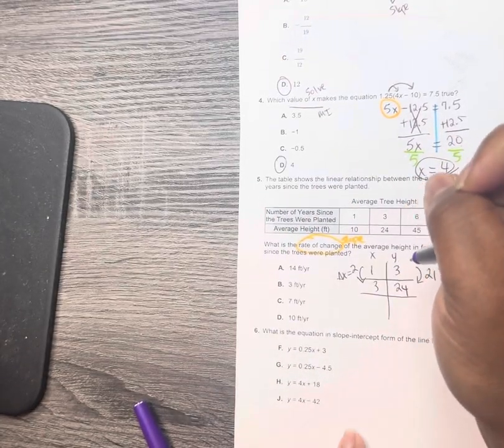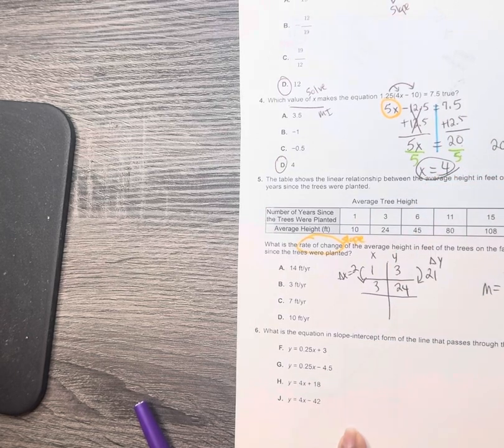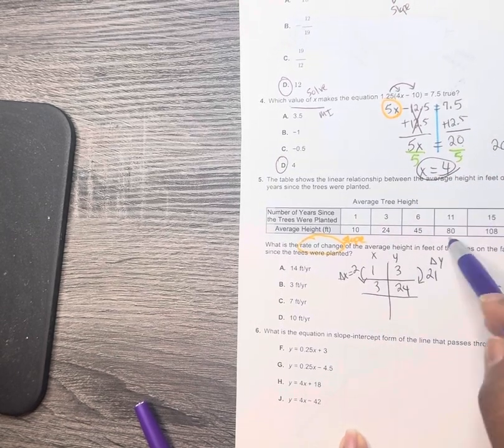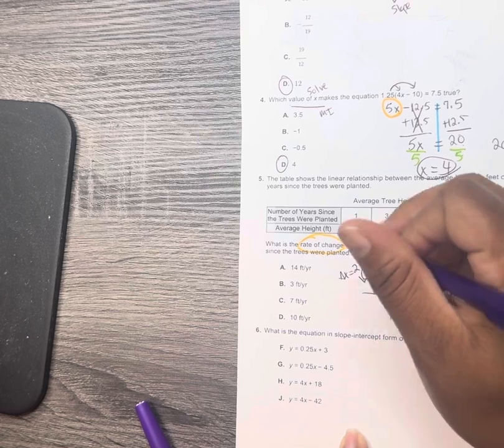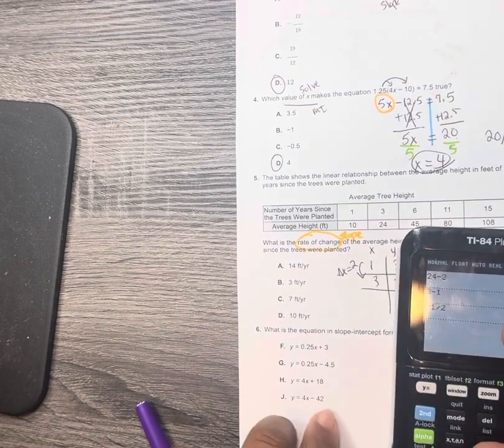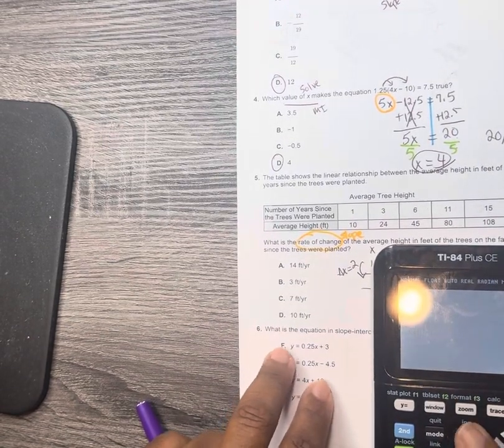This says C. So what that means is perhaps we need to put all of this in the calculator to find it. So let's see. Or my answer key is wrong. So let's look at it.